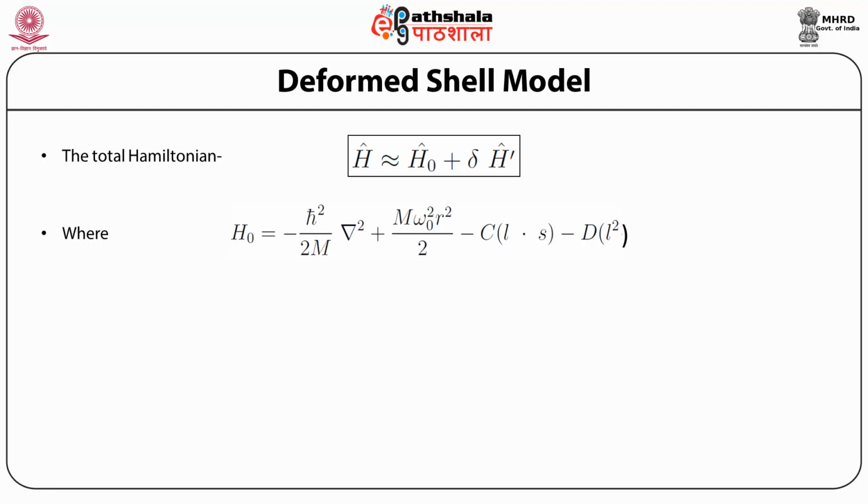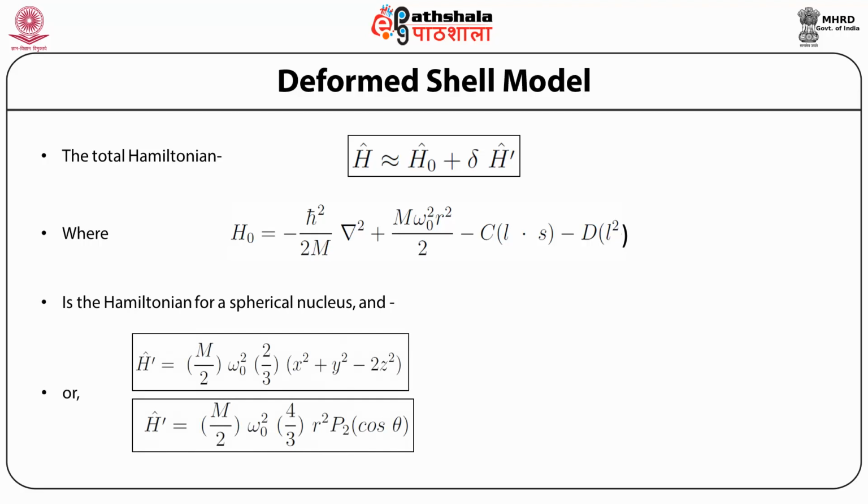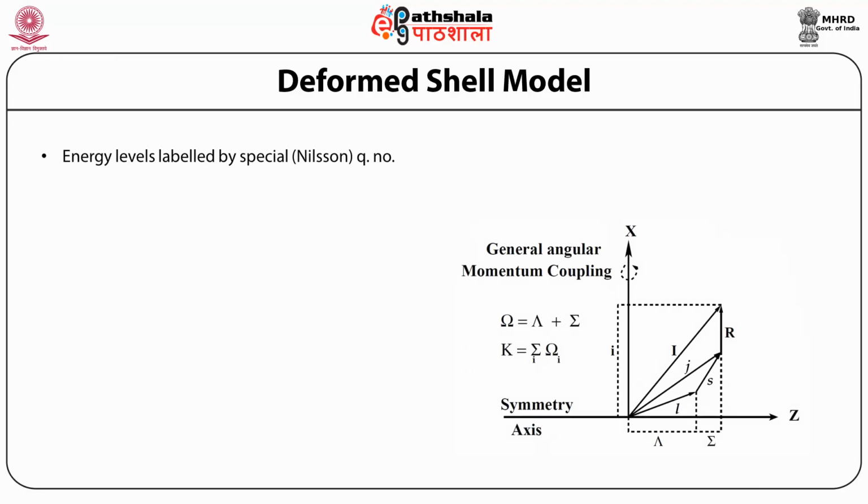This is the same expression as we have used in the spherical shell model, the Hamiltonian of a spherical nucleus. And H dash is equal to m by 2 omega 0 square into 2 by 3 bracket x square plus y square minus 2z square, or H dash is equal to m by 2 omega 0 square 4 by 3 r square P2 cos theta, where P2 cos theta is a spherical harmonic of order 2 and cos theta is equal to z by r.